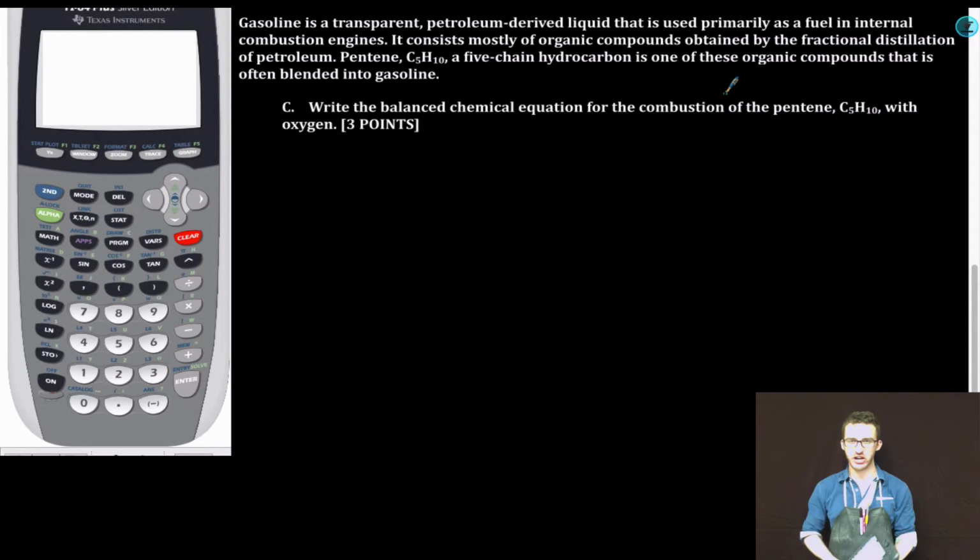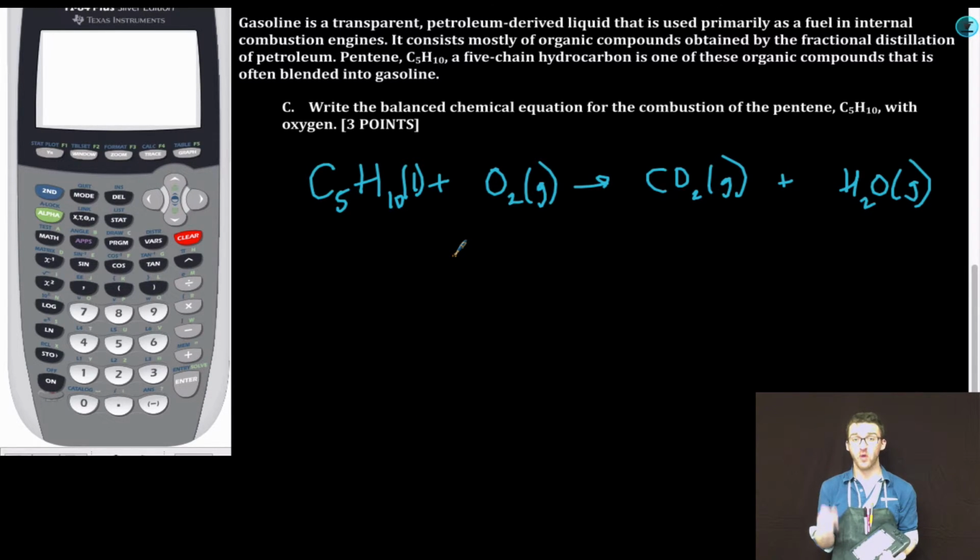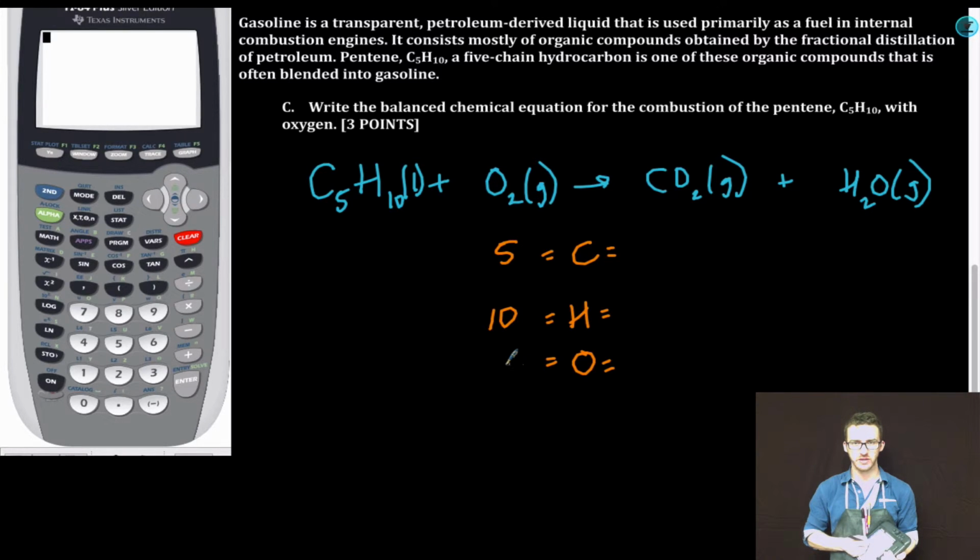Oh, combustion! C5H10 reacting with oxygen to form carbon dioxide and water. Again, you want to be comfortable with recognizing a combustion reaction. What do you need on the reactant side? What do you need on the product side? All right, let's balance this. If we had coefficients of 1 for each reactant and product, on the reactant side, that would be 5 carbon, 10 hydrogen, 2 oxygen. Product side, 1 carbon, 2 hydrogen, 3 oxygen.